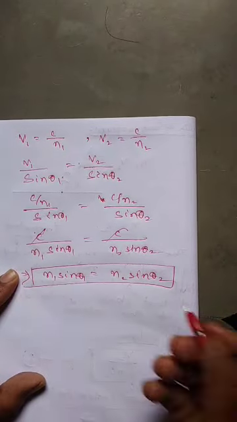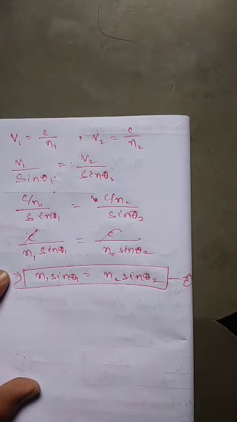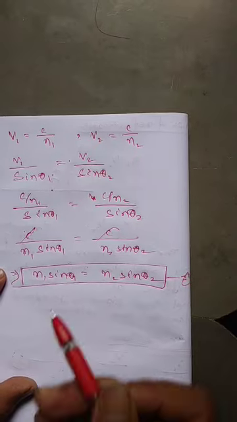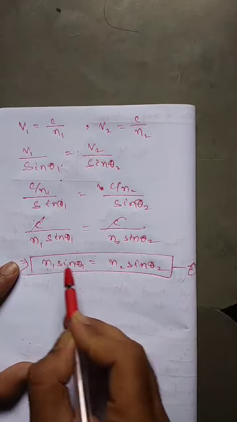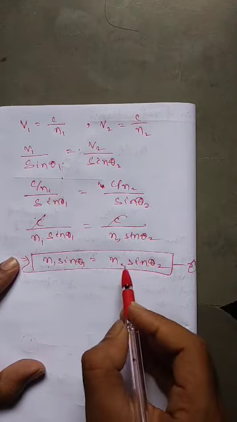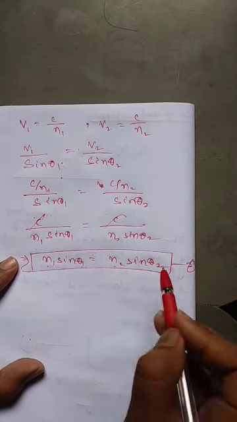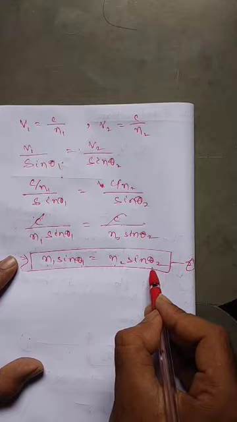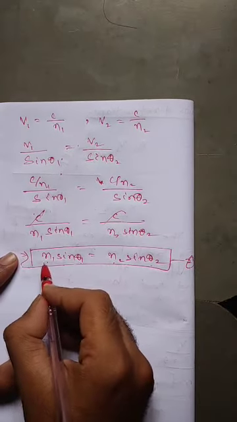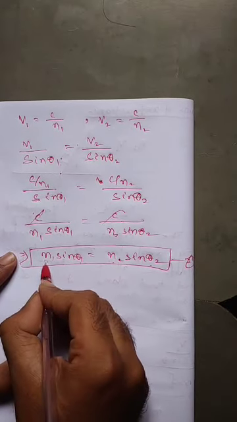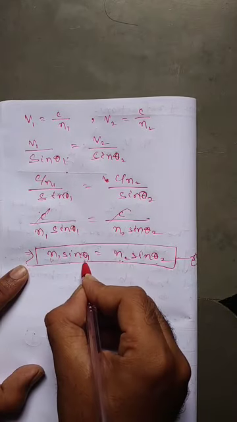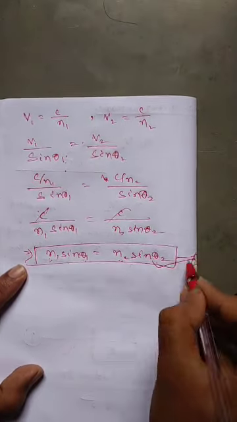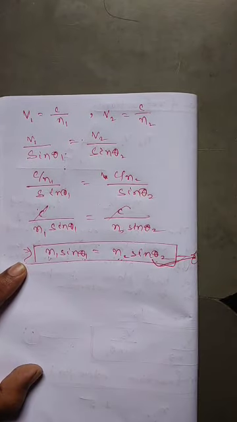This is the second form of Snell's law. As you can see, there are also four variables, that is the refractive index of medium 1 and the angle of incidence, the refractive index of medium 2 and the angle of refraction. If these three variables, that is the refractive index of medium 1, the refractive index of medium 2 and the angle of incidence are known to me, then I can easily calculate the angle of refraction.